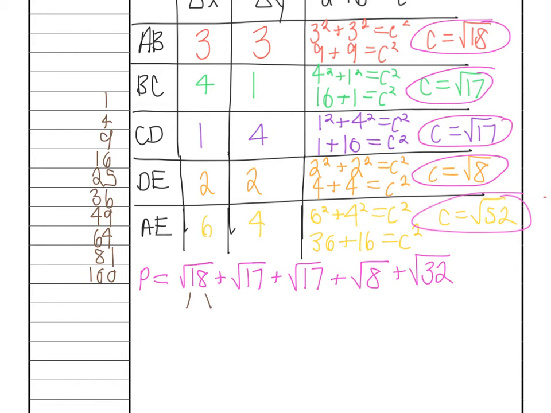So hopefully remember that 9 can go into 18. 9 goes into 18 2 times. The square root of 9, though, is 3. I'm going to leave the radical 2.